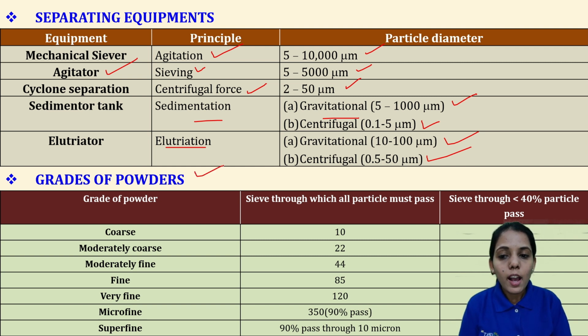Now powders. There are certain powder grades. We have heard coarse powder, fine powder. So what is the particle size and how should it be?